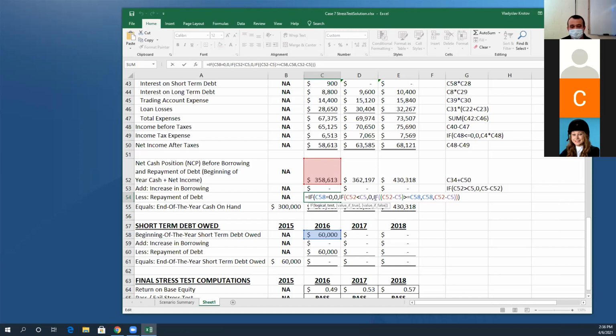Then condition if false, we have the third if statement. However, if C52 minus C5, which means this cell minus 50,000, is greater than C58, and C58 is the beginning of the year short-term debt owed. If it's greater, right, then go ahead and repay the entire debt. So the value will be C58, which means equals this debt. In other words, if you have enough cash to repay your short-term debt, you will go ahead and repay it immediately because the interest rate on short-term debt tends to be very high.